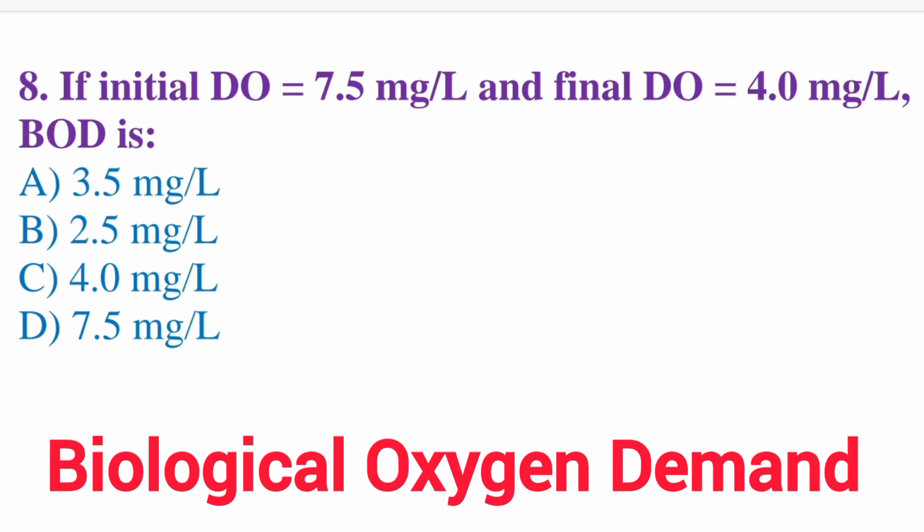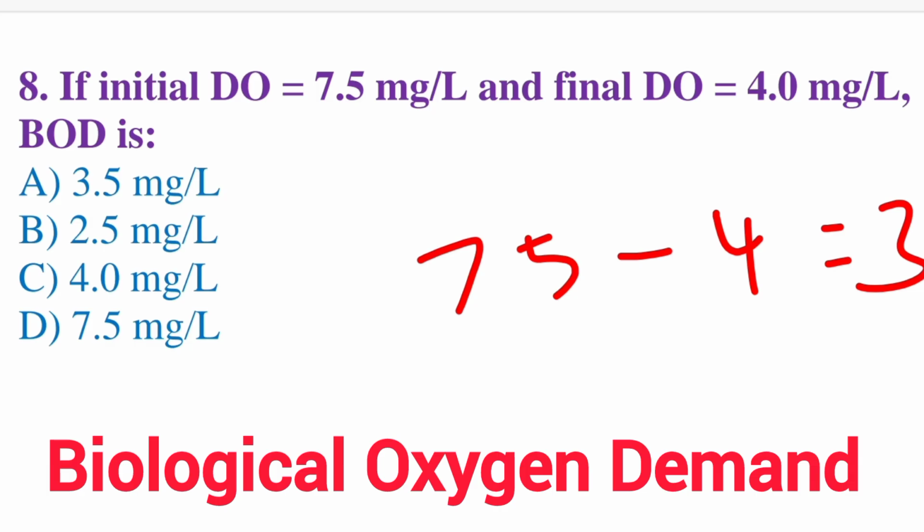Next question, if initial DO is 7.5 mg per liter and final dissolved oxygen is 4 mg per liter, then BOD is? Here also we can use the formula initial DO minus final DO, so that is 7.5 minus 4.0, that is equal to 3.5. So option A, 3.5 mg per liter is the correct answer.